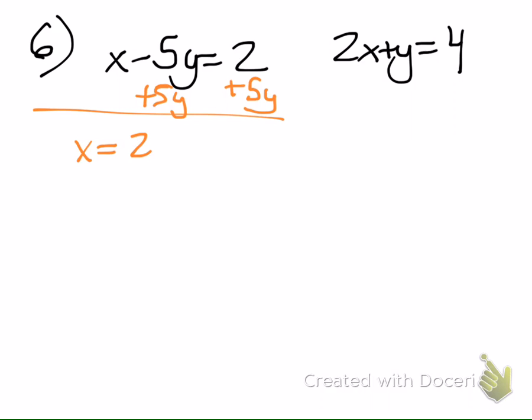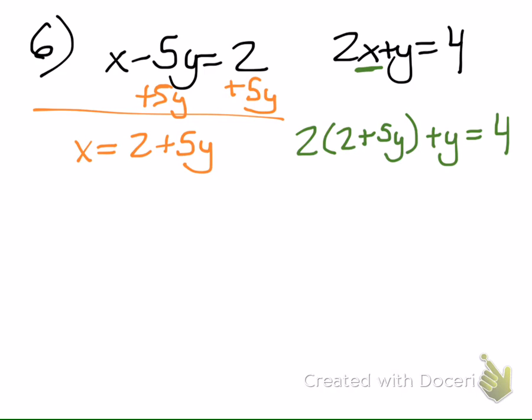So this is equal to x. X equals 2 plus 5y. Again, you can't add those, they are not like terms. So since I know what x is equal to, that's what I'm going to substitute for x in the other equation with what it's equal to. And every time you substitute, it's got to go in parentheses. So 2 plus 5y, and for x. Then I still have the plus y equals 4. Distribute to get rid of the parentheses. 4 plus 10y plus 1y equals 4.